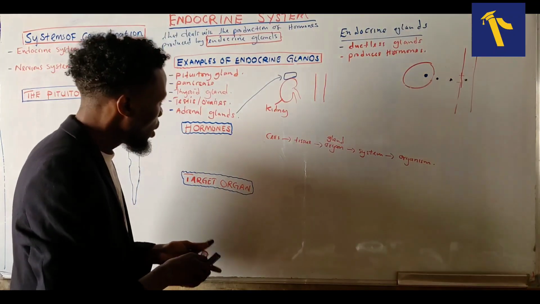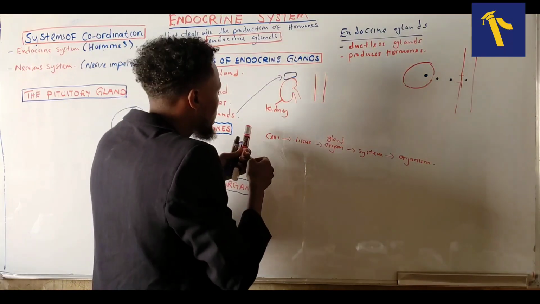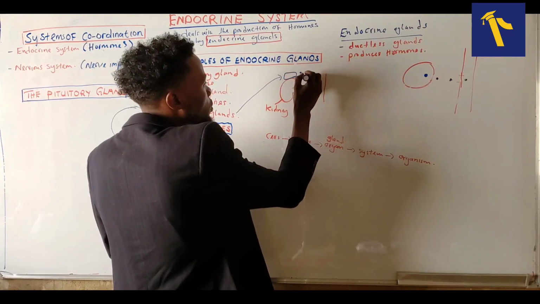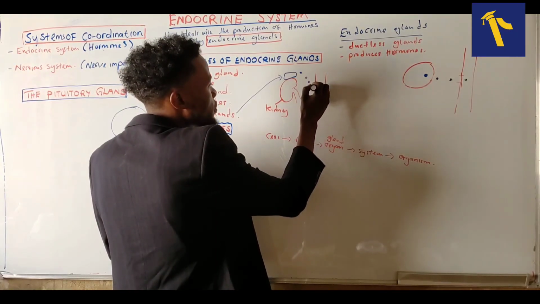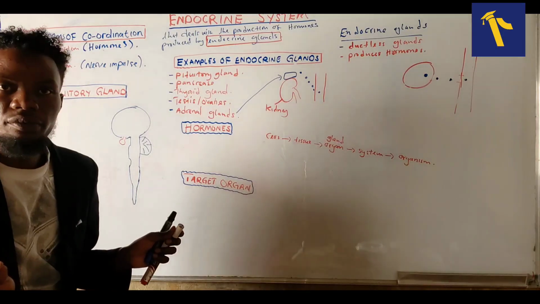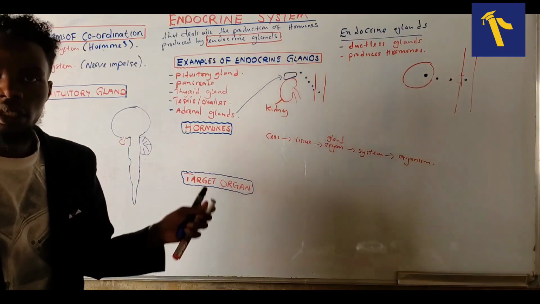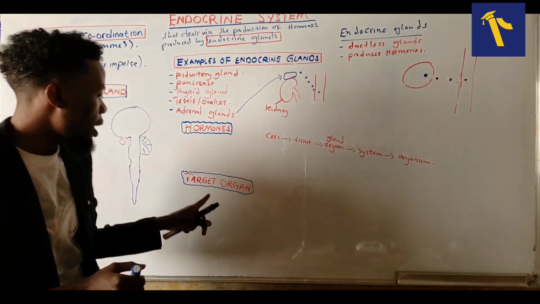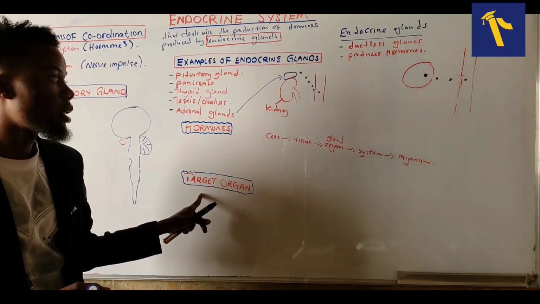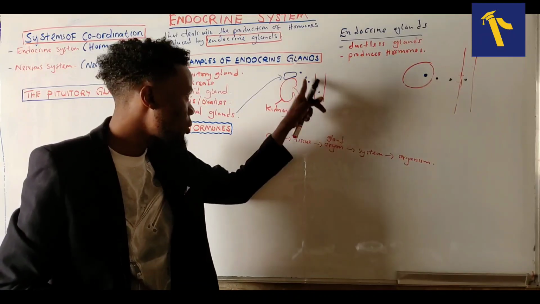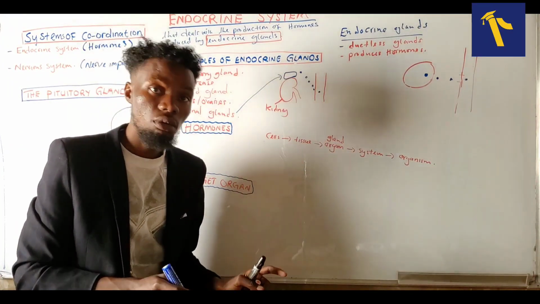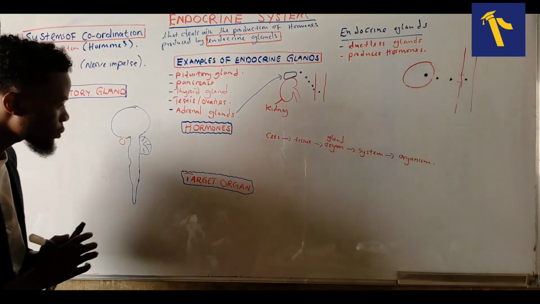Now, what's going to happen is that this adrenal gland is going to produce something which we call a hormone. If it produces a hormone, it's going to diffuse up to this blood vessel. The moment it's in the blood vessel, it will go to the target organ. So we will see what it means when you say target organ. This hormone produced by the adrenal gland will go to different target organs.